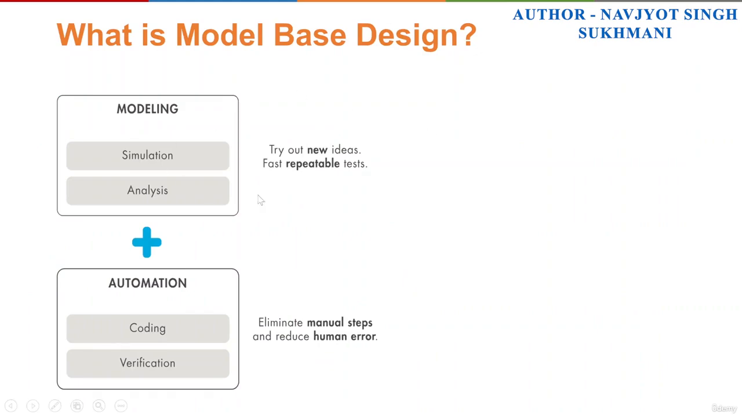You can see in this diagram, modeling plus automation comes with model based design. In modeling, the parameters considered are simulation and analysis, where we are always trying to implement new ideas, faster repeatability tests and all these things. In automation, once we have completed a model, from that model we generate code and verifications. Automatically generated code greatly reduces manual steps and human errors. So this is a complete package of MBD.